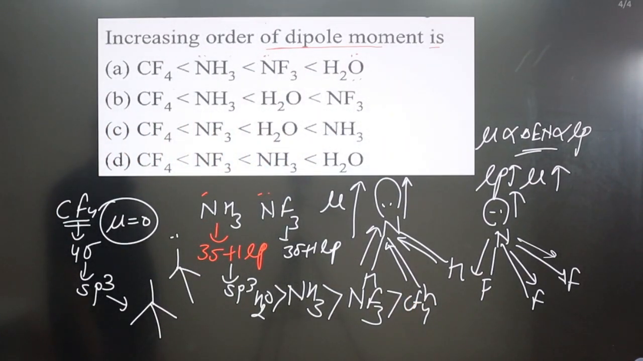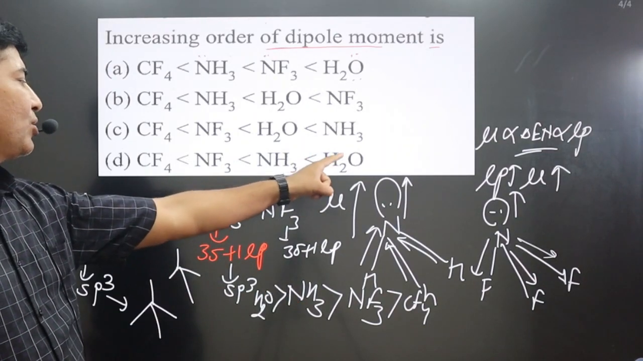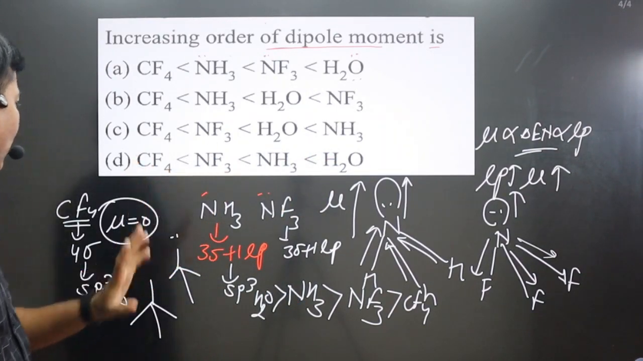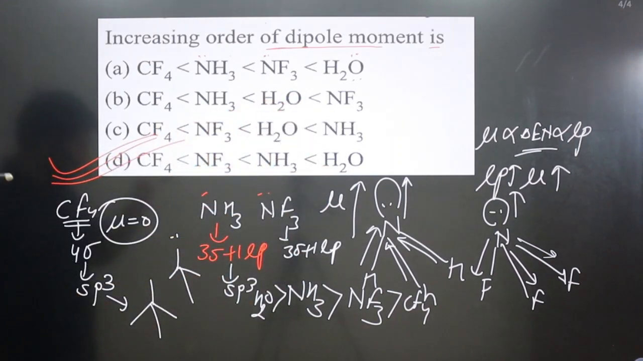So the order is H2O, NH3, NF3 and CF4. Such an order is given in option D. Option D is correct. Very interesting question.